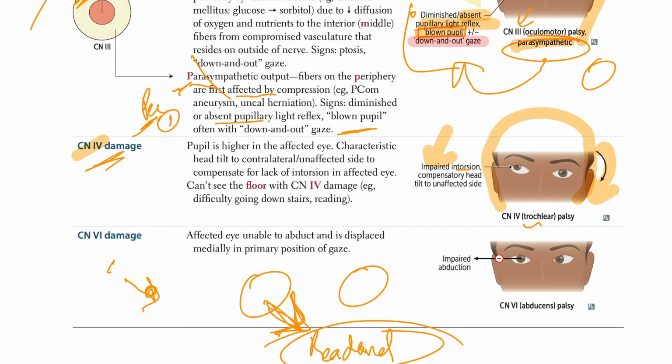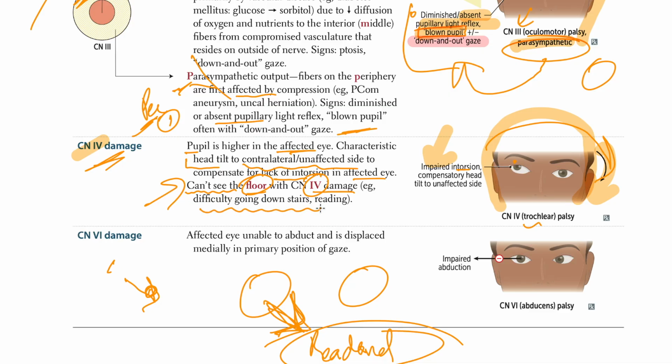And it's going to cause the pupil to be higher in the affected eye. You can see the pupil is higher in the affected eye. Characteristically, you will see head tilt to the contralateral unaffected side to compensate for the lack of intorsion in the affected eye. So head is tilting to compensate for impaired intorsion. Now, high yield mnemonic, very easy mnemonic: can't see the floor with cranial nerve 4 damage. 4 floor. So you can't see floor with cranial nerve 4 damage.